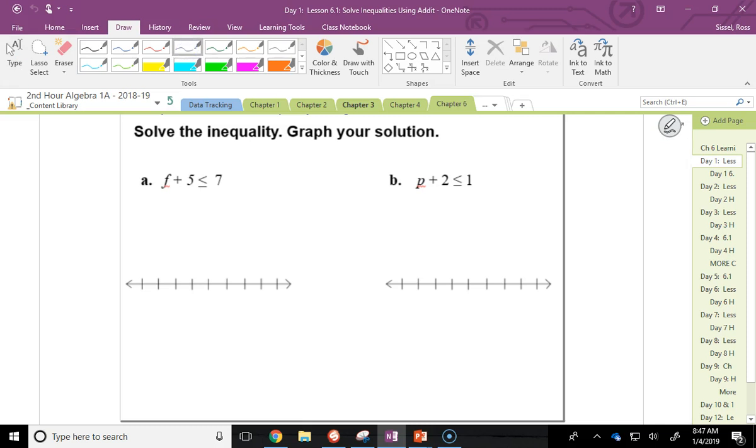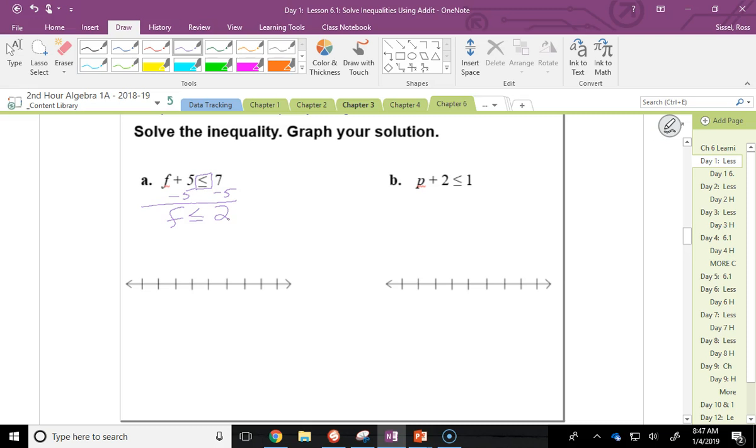We solve this by, we treat this inequality just like we did with an equal sign. They're balanced on both sides. So I'm going to subtract 5, and you should be doing this with me. I subtract 5 from each side, so now I have f is less than or equal to 7 minus 5, which is 2. I'm done. I have my variable on one side all alone.